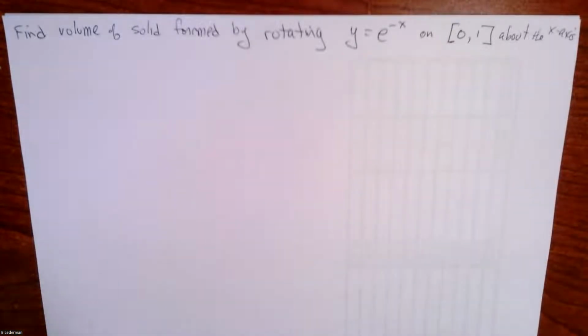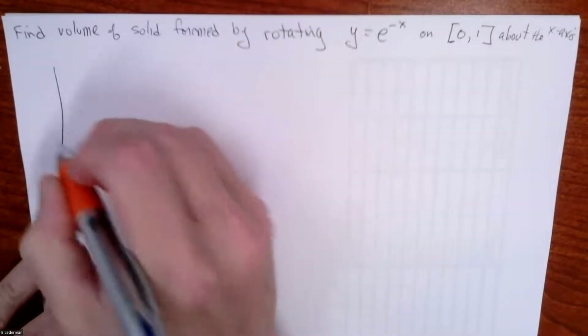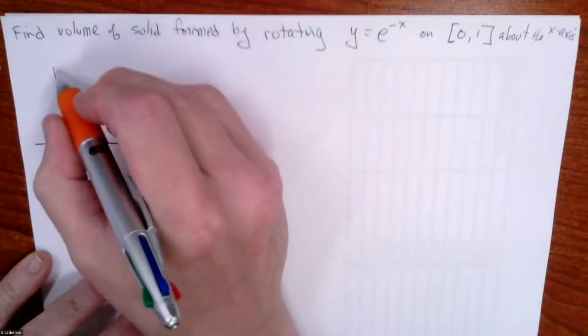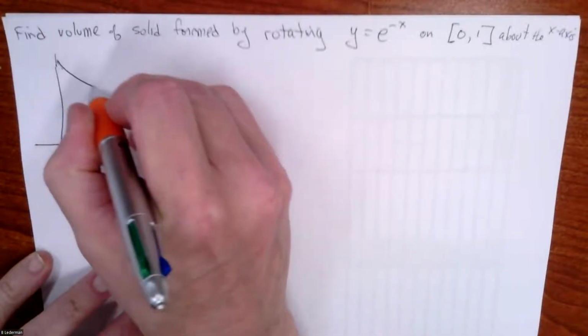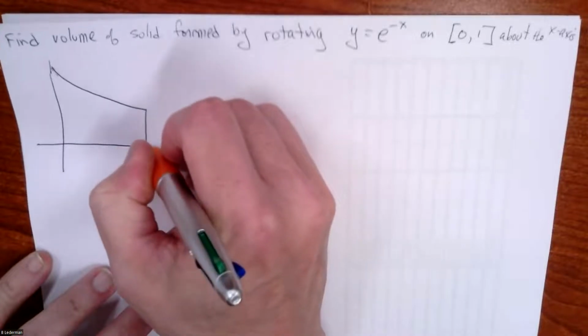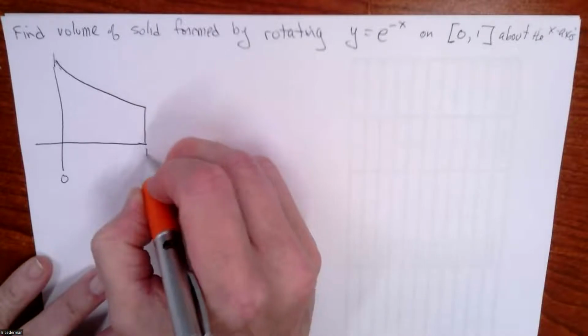So let's start by drawing a picture. Let's start by drawing a little diagram here. I want to draw a two-dimensional picture, and we have y equals e to the negative x, and we're just looking at it from 0 to 1.